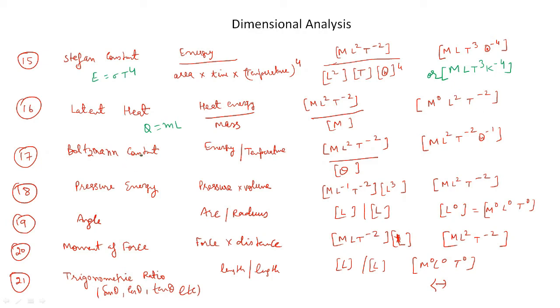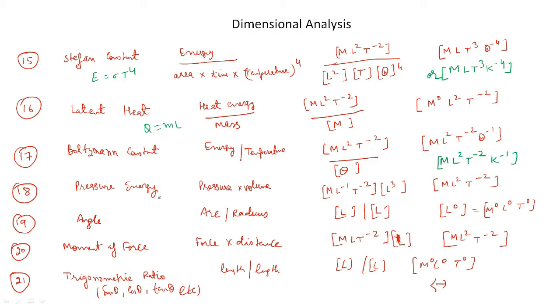Then Boltzmann constant, it is defined as energy divided by temperature, so it will have the dimensional formula ML square T to the power minus 2 divided by theta, or we can write it as ML square T to the power minus 2 theta to the power minus 1, or we can also write it as ML square T to the power minus 2 K to the power minus 1.